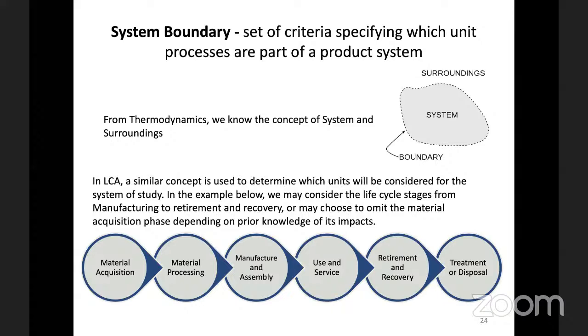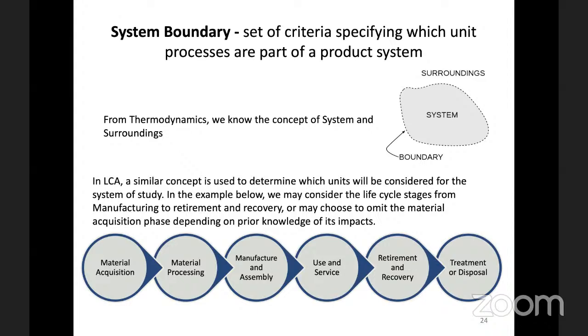A system boundary is very well known to us in terms of thermodynamics, where we have the concept of a system and its surroundings, and you have a boundary around a system. So anything that crosses this boundary becomes part of the surroundings or a system, as indicated. In life cycle assessment, it is a set of criteria specifying which unit processes are part of a product system.